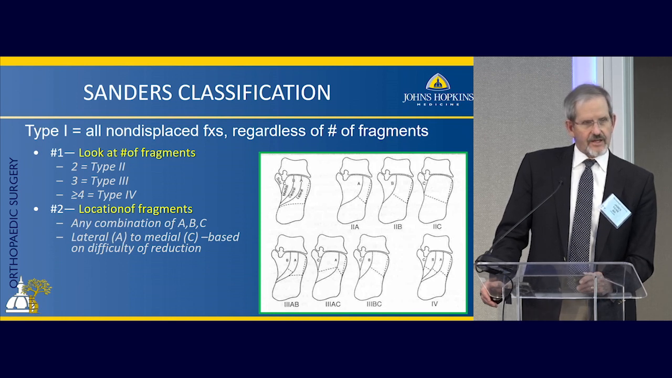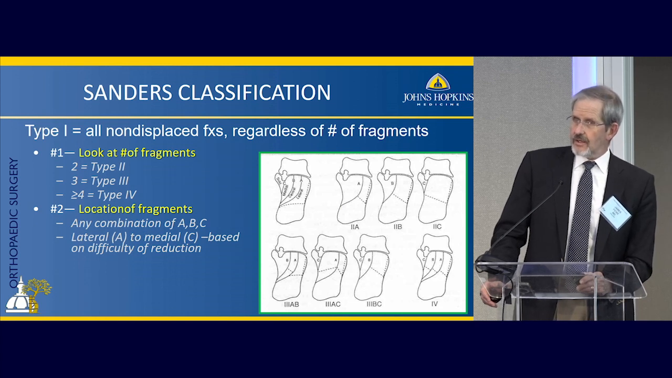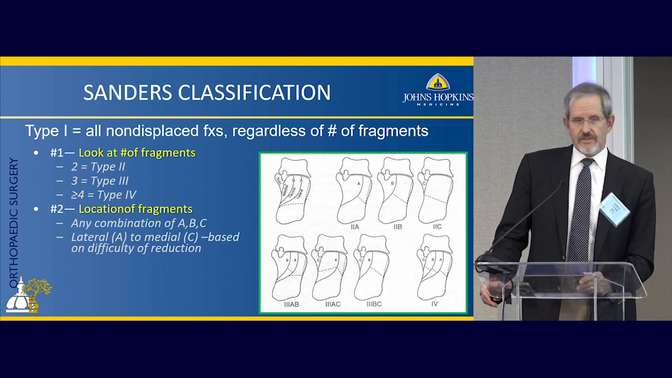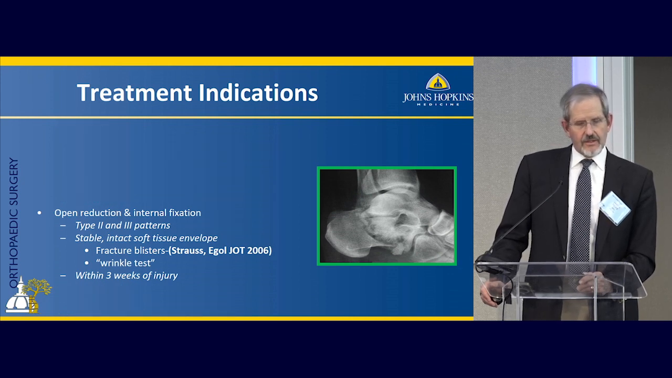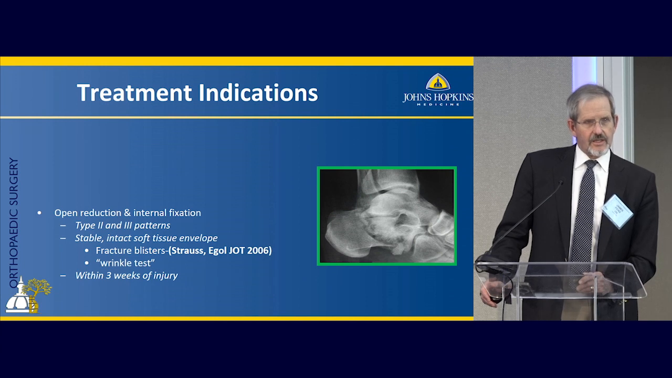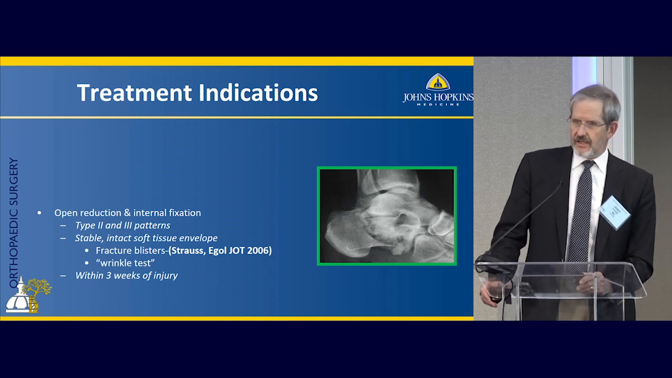Because if you can count the fragments, then that's great. And if you can put the fragments back together, at fewer than 3, then you have a reasonable chance of restoring the function of this. What are the indications for treatment? The purpose of this 10-minute talk is just to talk about open reduction, internal fixation, and not arthrodesis and not the non-operative methods.